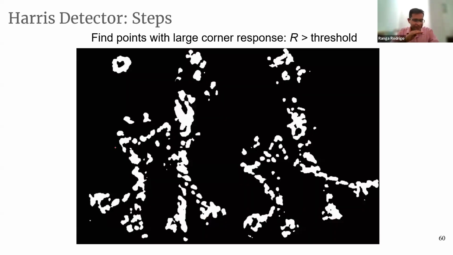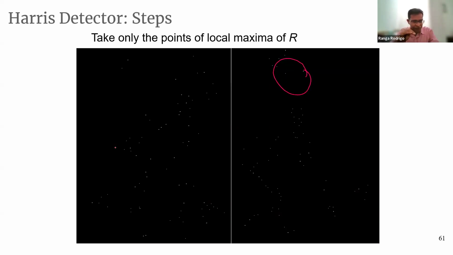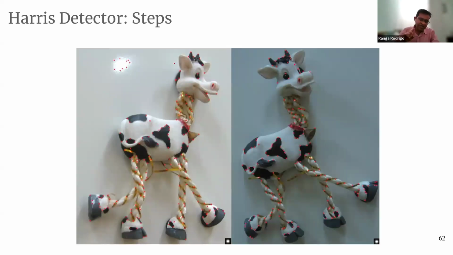So here we find points with large corner response R greater than a threshold. So you have a threshold at that. Then you take only points of local minima of that. So you can see some dots are there. I hope you can see it on your screen that some dots are there. When you superimpose those corners, you can see they correspond to real corners, like the horns of this cow image.